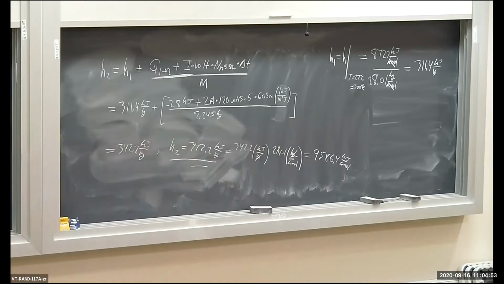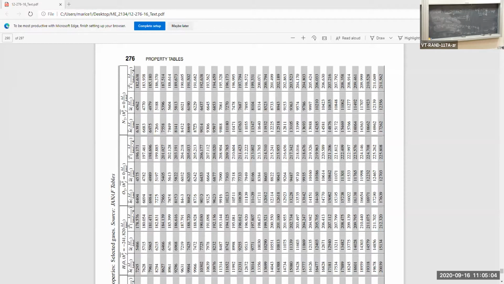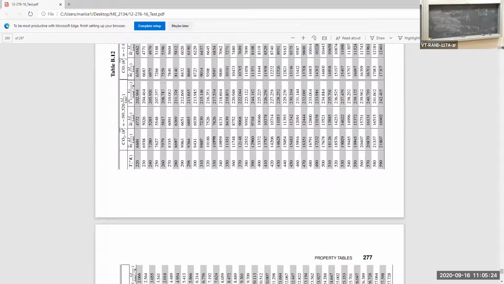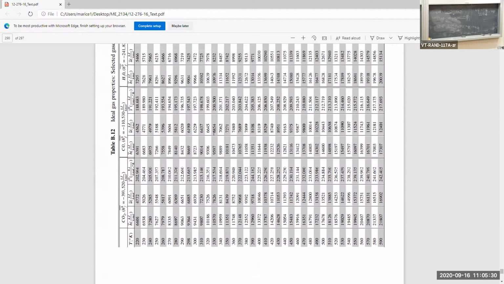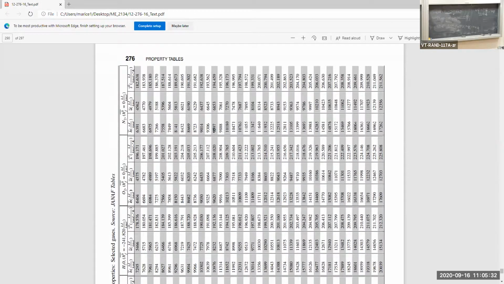9,586 kilojoules per kilomole. Let's see if we can find that specific enthalpy. 9,586. Well, here's 9,597, and here's 9,306. So I'm going to be pretty close to this specific enthalpy right here. What is that temperature? It's going to be around 330 degrees.